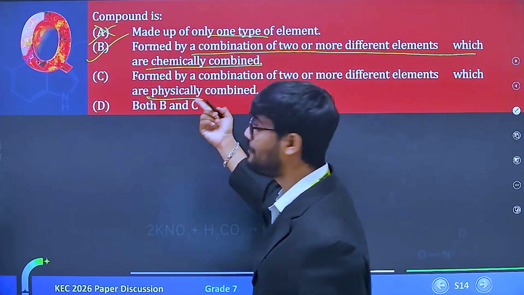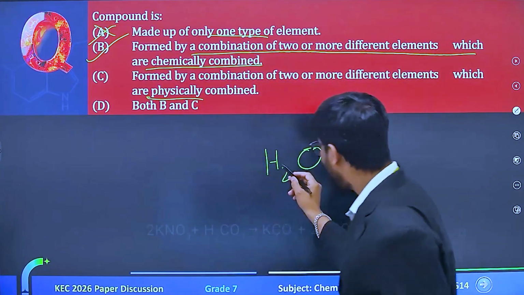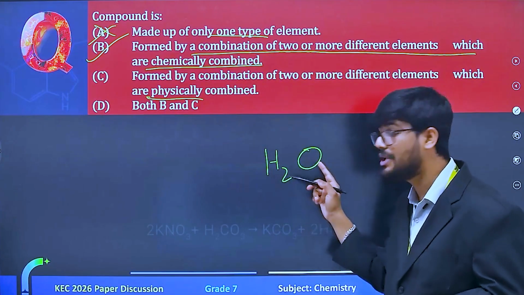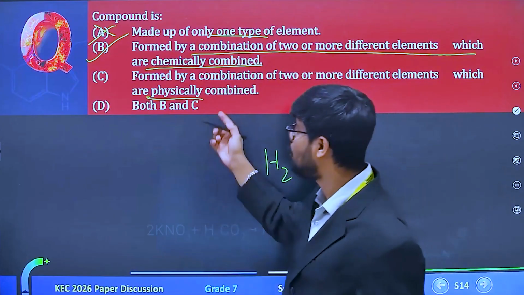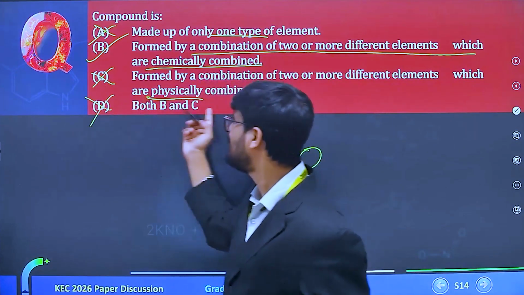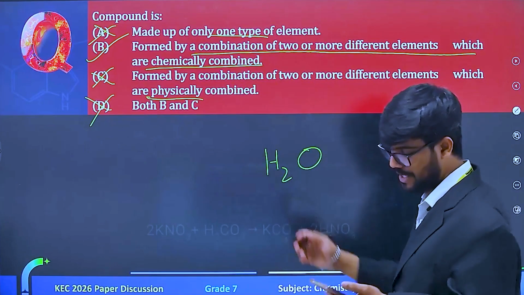Now, option C, physically combined. It is hydrogen and oxygen. In between, a chemical bond is there. They are chemically combined, not physically. So that is wrong, and both B and C means that is wrong. So here the correct answer is B.